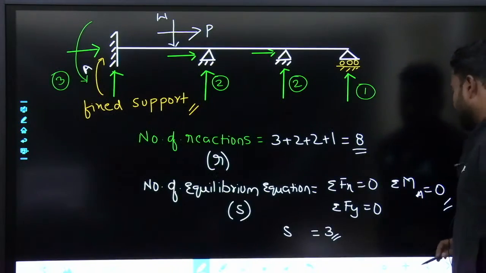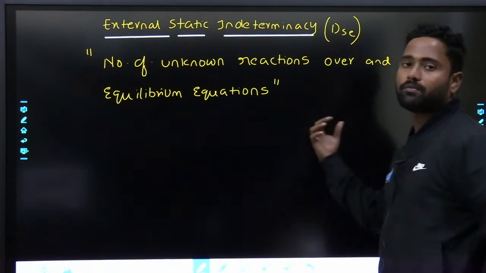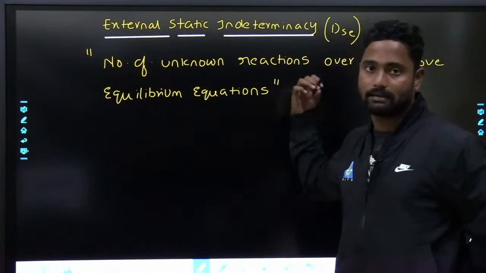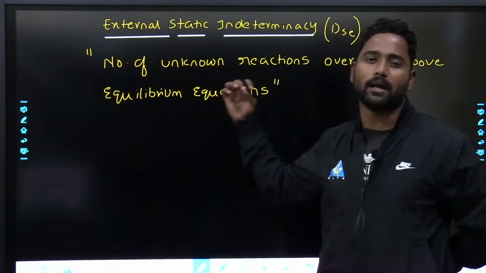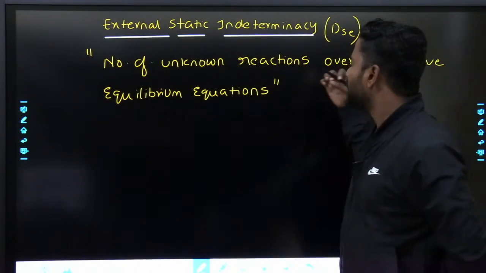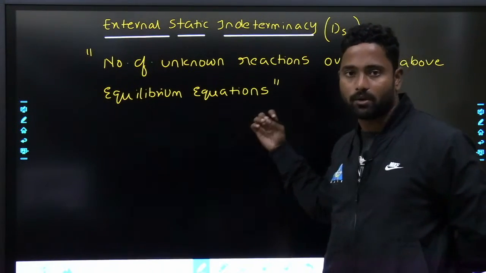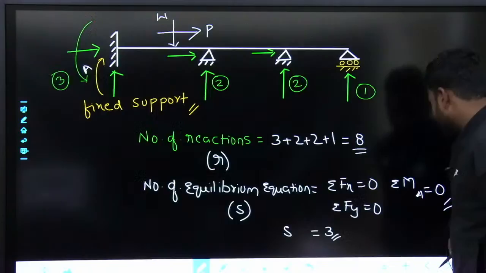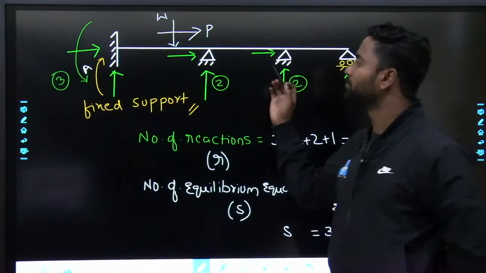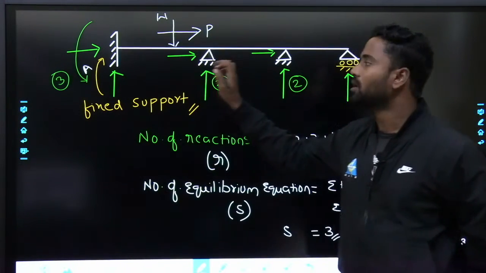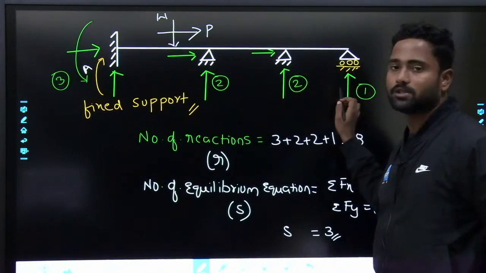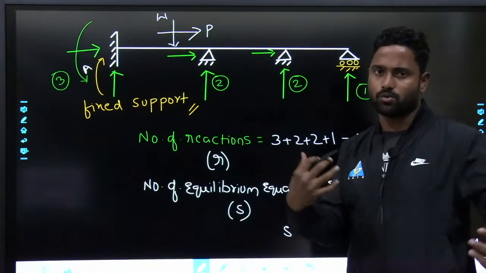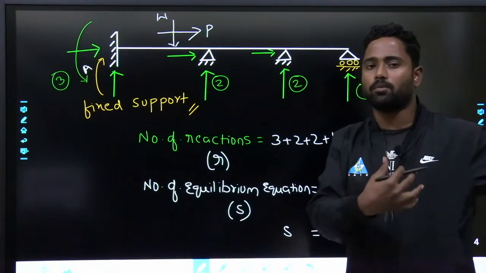So for external indeterminacy I have given you the number of unknown reactions, external static indeterminacy. I am not using kinematic indeterminacy. So it is the number of unknown reactions over and above the equilibrium equations. Before that I have given what is fixed support, what is hinge support, what is roller support. There are different supports also. Over a period of time, by solving the problems, I will get to you.